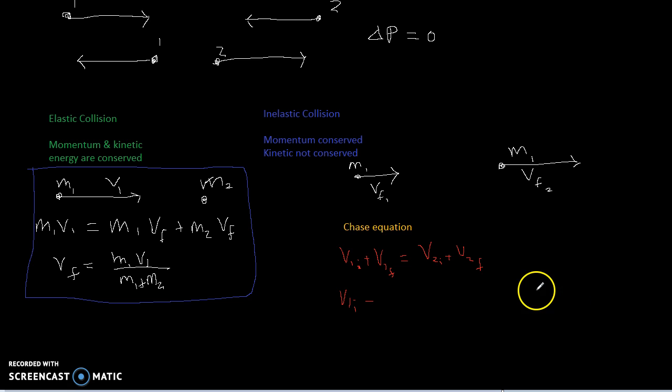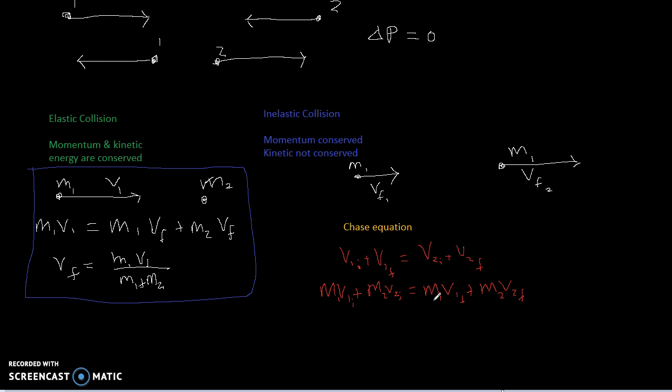But these are vectors. And then what you would do after you have this equation is you would also do conservation of energy, so m1v1 plus m2v2 equals m1v1 final plus m2v2 final. And let's just call this m1 and m2. The derivation for this part is a little bit long, so I will put a link to the derivation in the description below.